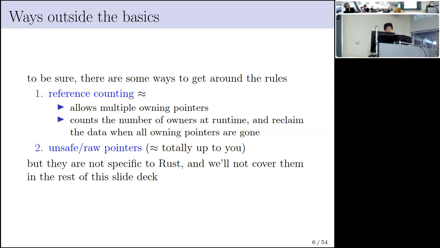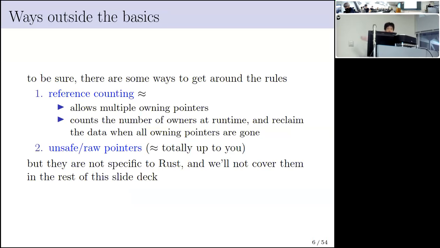So Rust provides reference counting. And yet another way that Rust allows you to get around these restrictions is something called unsafe or raw pointers. These are just like C pointers, whose safety is totally up to you. Rust doesn't guarantee anything in particular. These were provided just in case your programs cannot be otherwise written. But these are arguably not the interesting part of Rust memory management, so I'm not going to cover them in the rest of this slide deck.